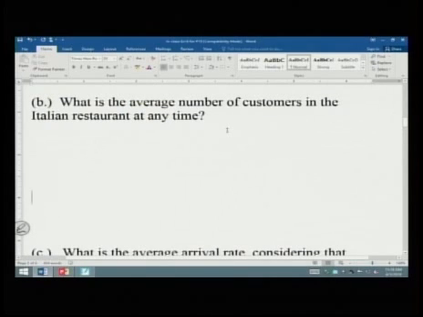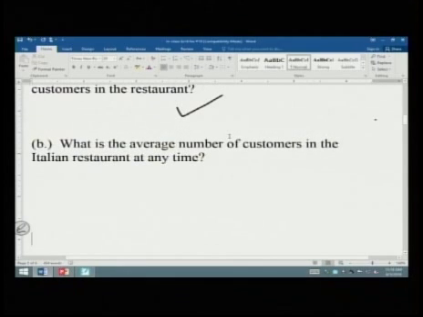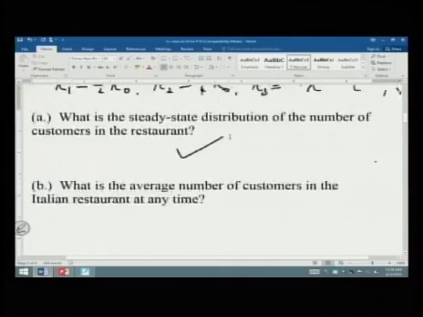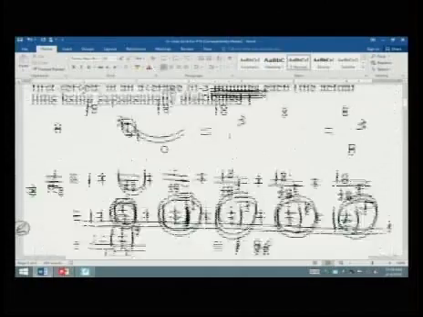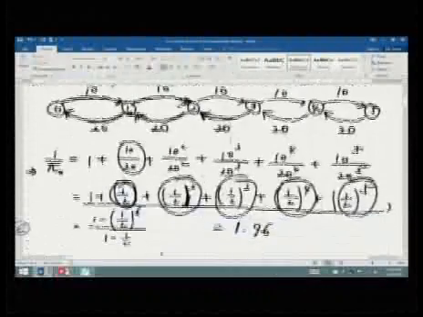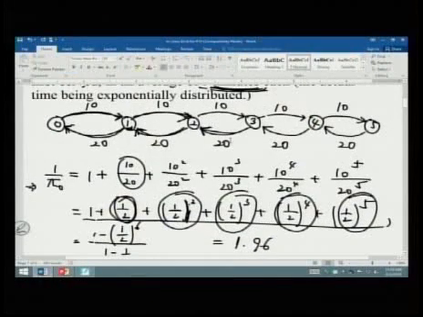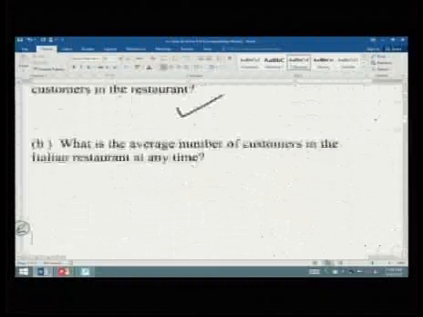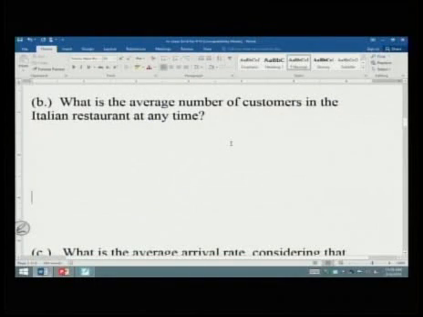Okay, so it asks you, what is the average number of customers in the Italian restaurant at any time? How do you get this? It asks you the average number of customers in this restaurant. How do you get it? Right, exactly. So let me just read through the diagram.